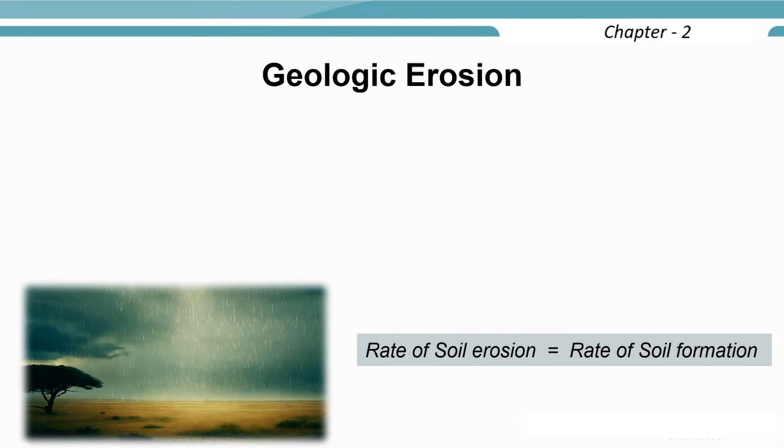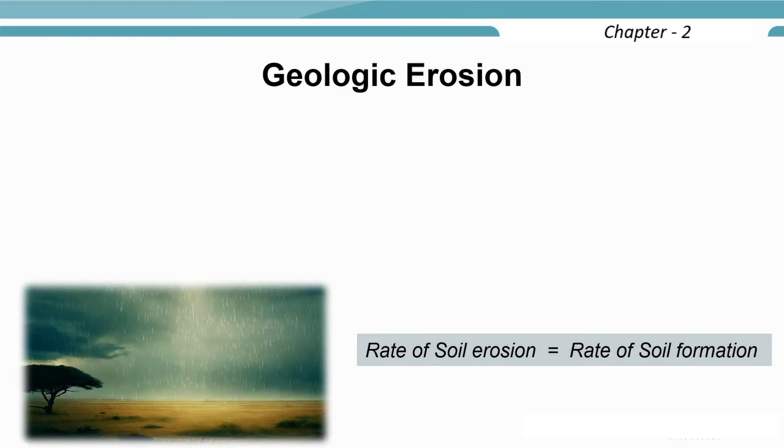Now let us discuss geologic erosion. As I explained before, it is a type of natural erosion where the rate of soil erosion is almost same as rate of soil formation. It is a very slow erosion process. By the time some amount of soil is lost, some amount of soil has already formed.